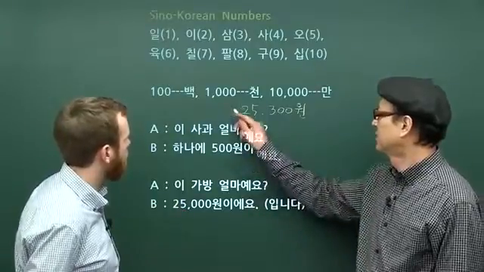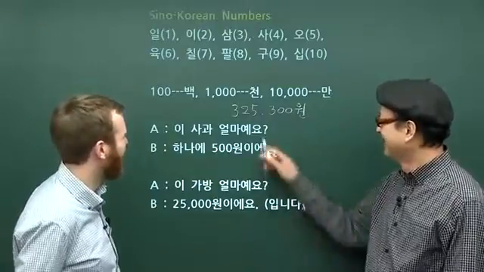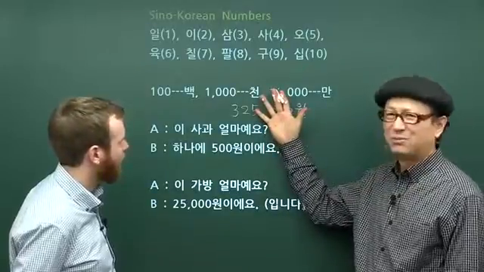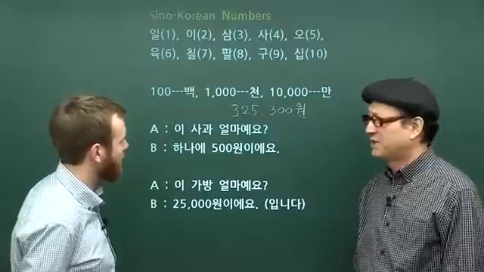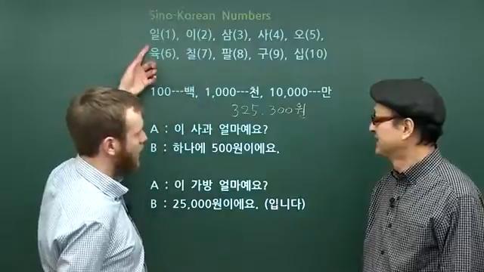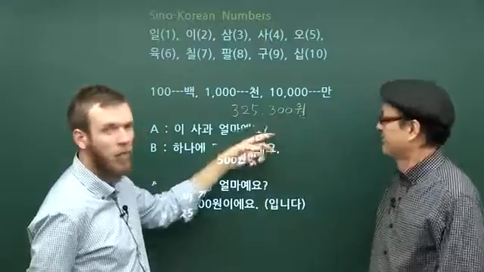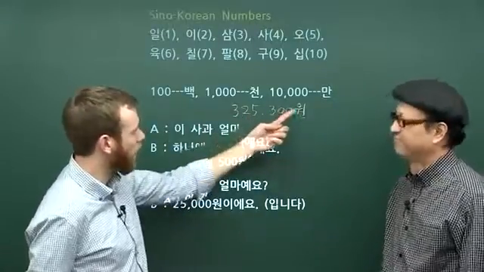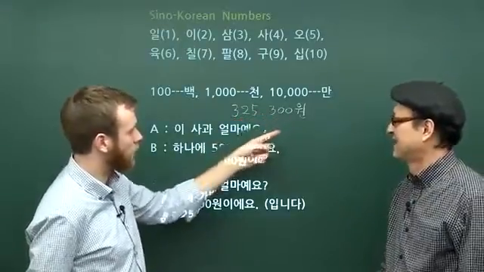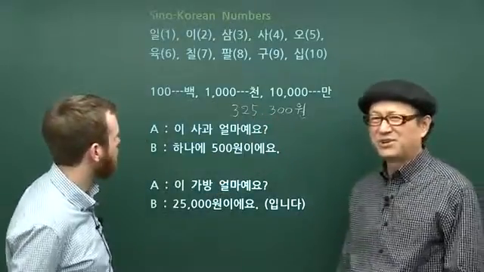Here, this four-digit part is 만. So 32만, 32만 5,300원. Now we can go back to this system, because in English it's 325,300 won, but in Korean we would say 32만 5,300원.